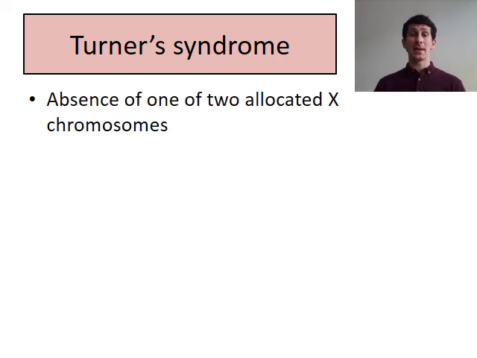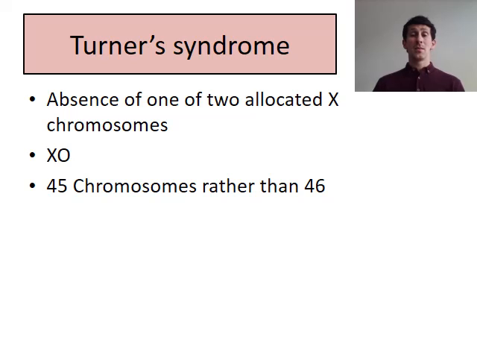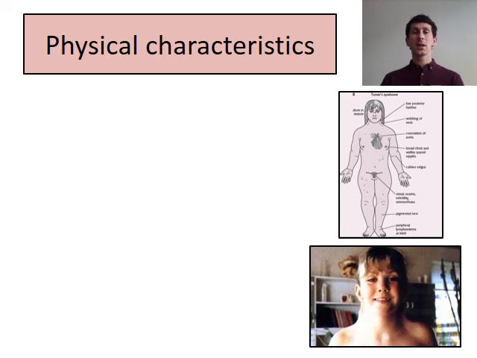Turner syndrome, on the other hand, occurs in females, and this is the absence of one of the X chromosomes. They'll often be referred to as XO genetically. And because they're missing that last chromosome, they often have only one X chromosome there. They might have 45 chromosomes instead of the usual 46.